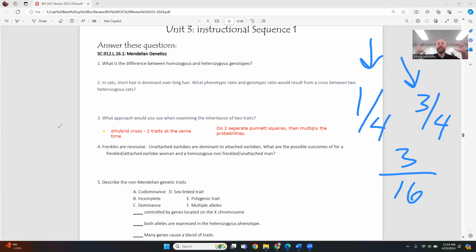So instead of doing a massive 16-box Punnett square and using 4 letters in each box, where one little letter can make a huge mistake and ruin everything for you, we now do 2 separate Punnett squares and multiply their fractions together to give us the probability of getting both of those traits in one organism.